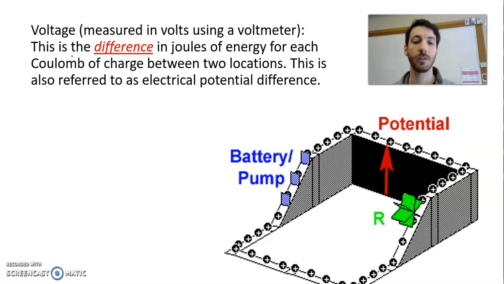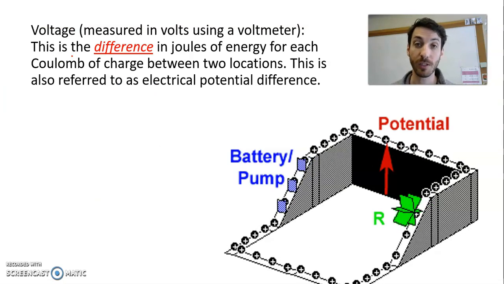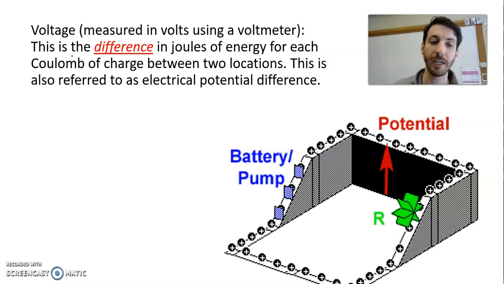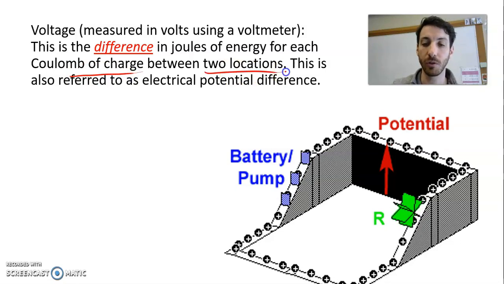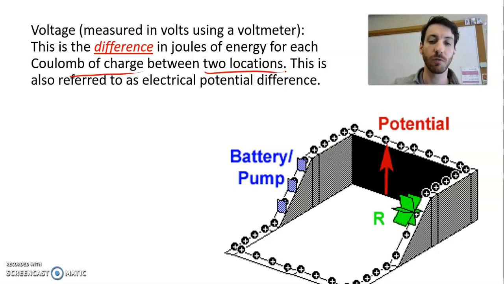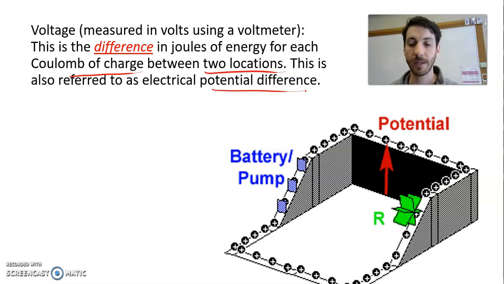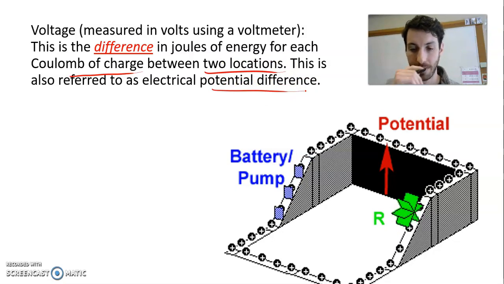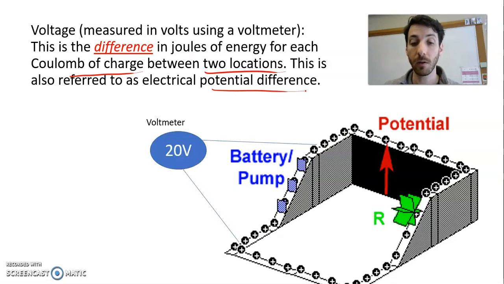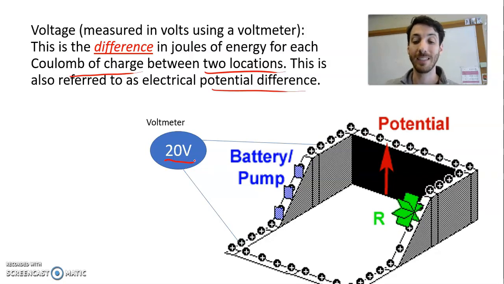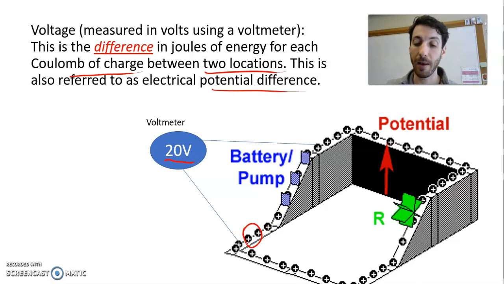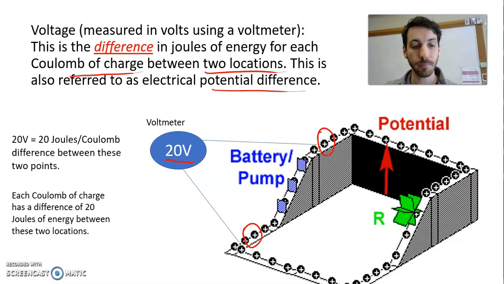So voltage, measured in volts using a voltmeter, is the difference in joules of energy for each coulomb of charge between two locations. This is also referred to as electrical potential difference. So let's try to explain that a little further. If we have a voltmeter, and our voltmeter measures 20 volts, this is measuring the difference in joules of energy per coulomb at two different locations.